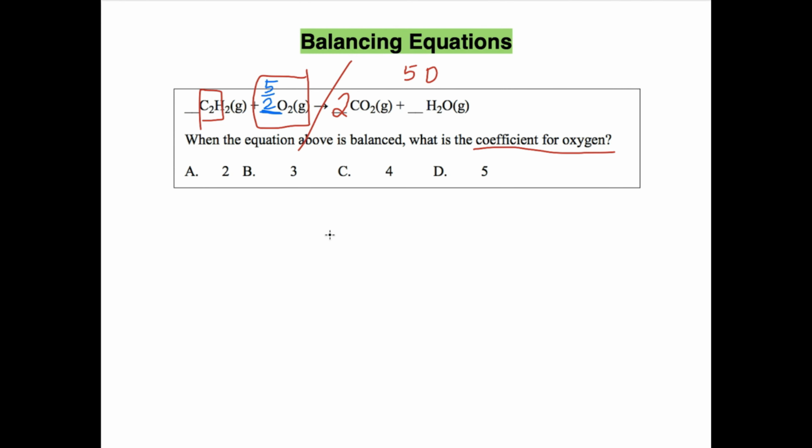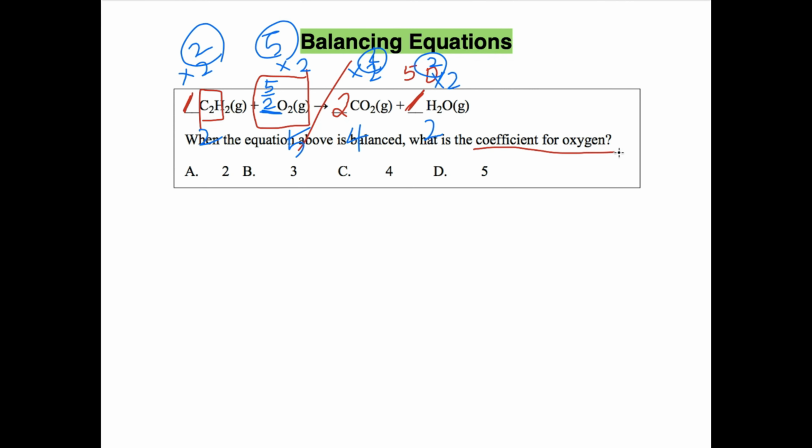Then, how can I make this a whole number? If I multiply 2 for each species, then I can make a whole number. Right over here, I said that if there's no number in front of a species, no coefficient, then it's going to be 1, right? So what is 1 times 2? 2. What is 5 over 2 times 2? 5. What is 2 times 2? 4. What is 1 times 2? 2. So the coefficients would be 2, 5, 4, and 2.